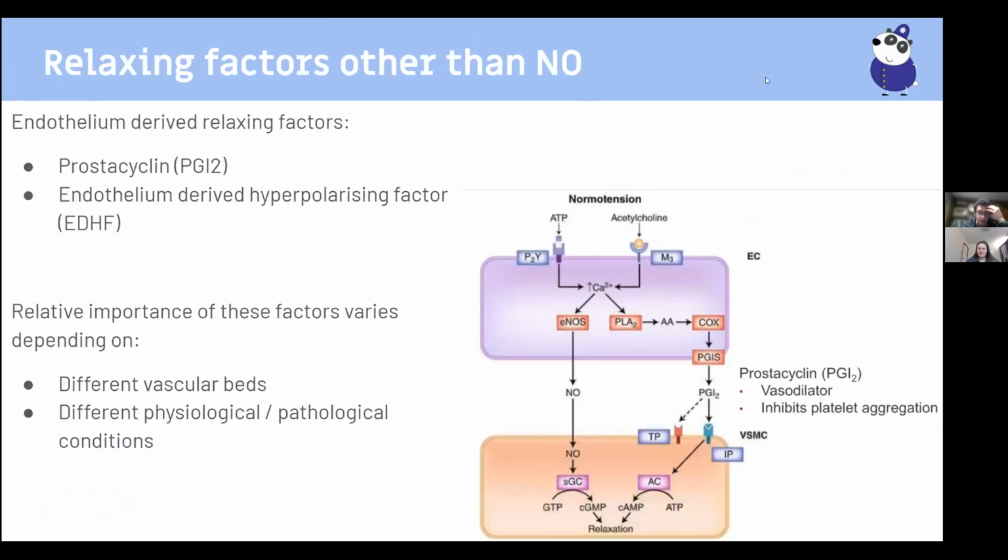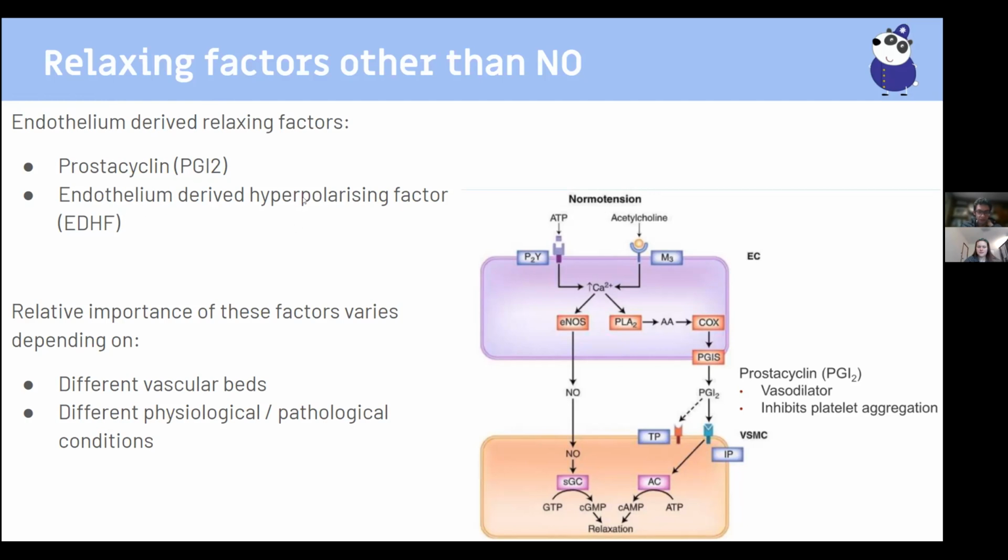There are other factors that relax other than nitric oxide. One of these is prostacyclin, or PGI2. So remember your prostaglandins: PGE2 is important in inflammation, while PGI2 is more about vasodilation and also gastric acid secretion, to maintain that part of the stomach, that environment. So prostacyclin also works as a relaxing factor.